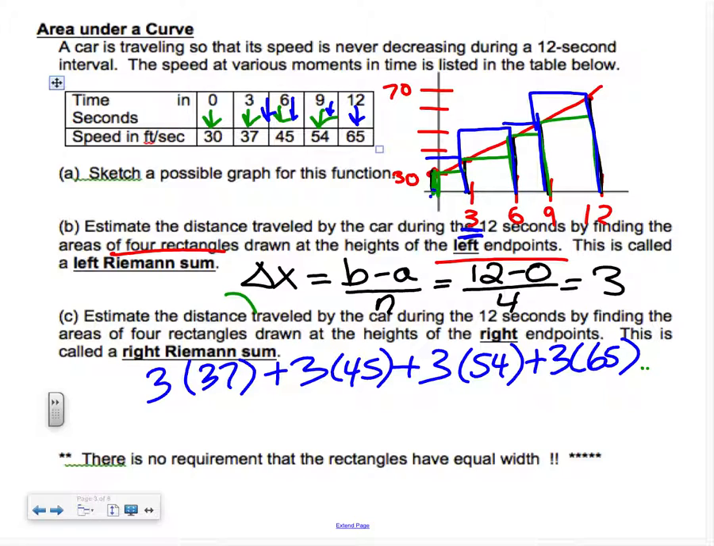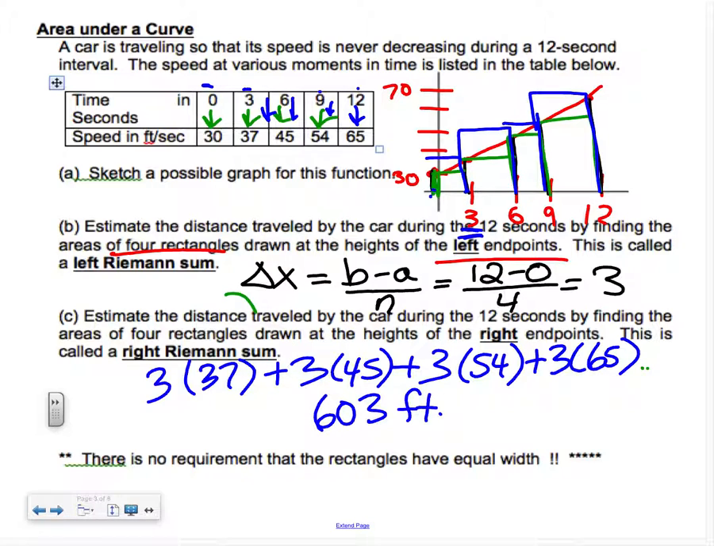So the thing is, with the left, I'm going to start at 0 over here. And with the right, I'm going to start 1 in. I'm going to start at 3. So with the left, I'd go from 0 to 9. With the right, I'd go from 3 to 12. Okay. So I'm just going to plug that in my calculator. And I get 603 feet.